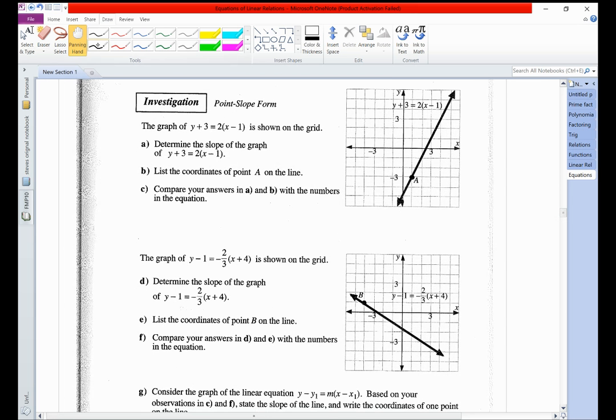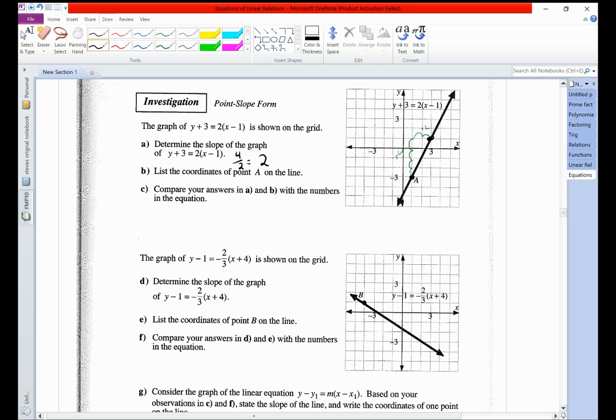Here's a line. The graph of y plus 3 equals 2x minus 1 is shown on the grid. Determine the slope of the graph. It looks like we can use A and that point right there. The slope is going to be rise over run. So 1, 2, 3, 4: plus 4 on my rise and plus 2 on my run. So the slope is 4 over 2, which reduces to 2.